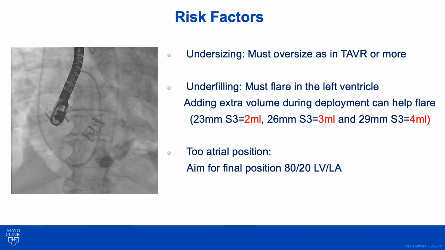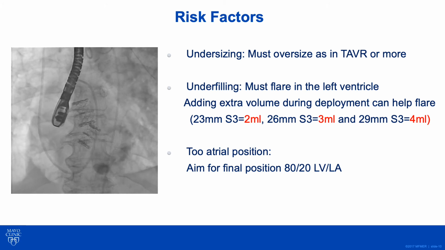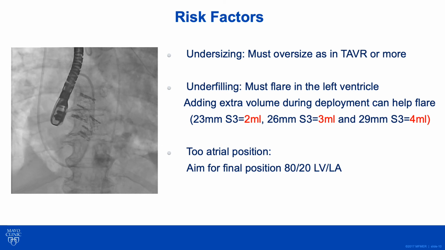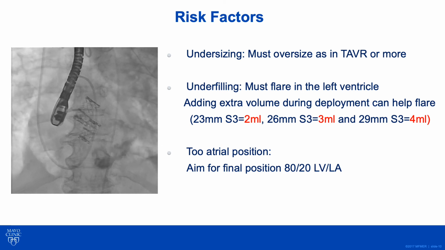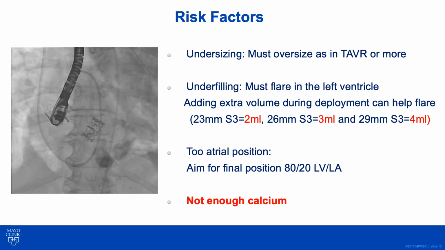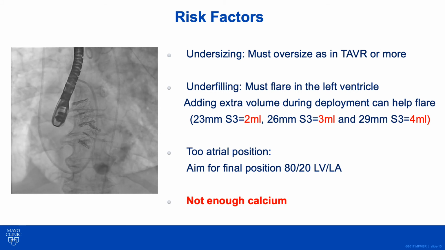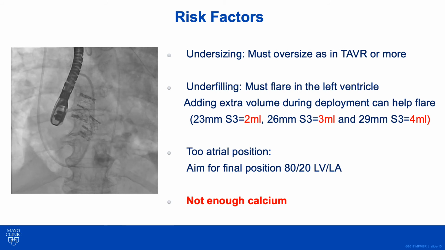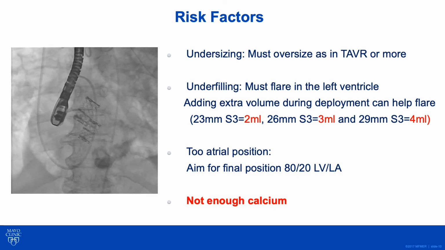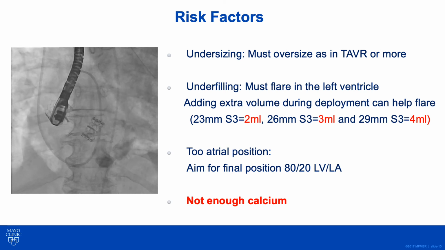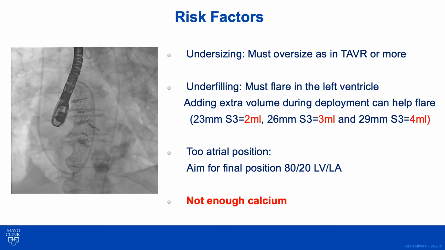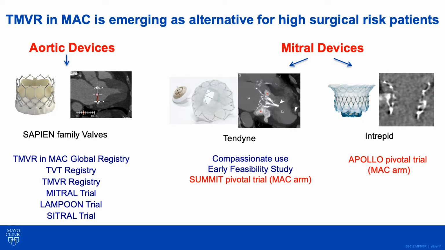Our goal is to position the valve 80% in the ventricle and 20% in the left atrium to decrease the risk of embolization to the left atrium. And last but not least is not enough calcium. If we don't have enough calcium to hold the valve, the embolization risk is high. But the question is, how much calcium do we need to anchor a Sapien valve in the mitral position?